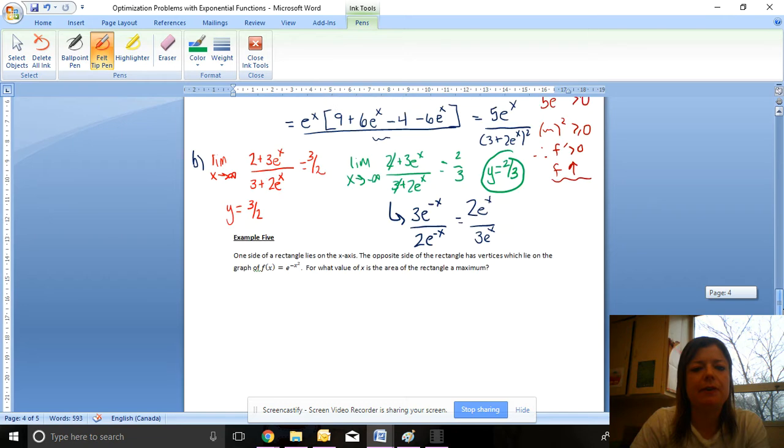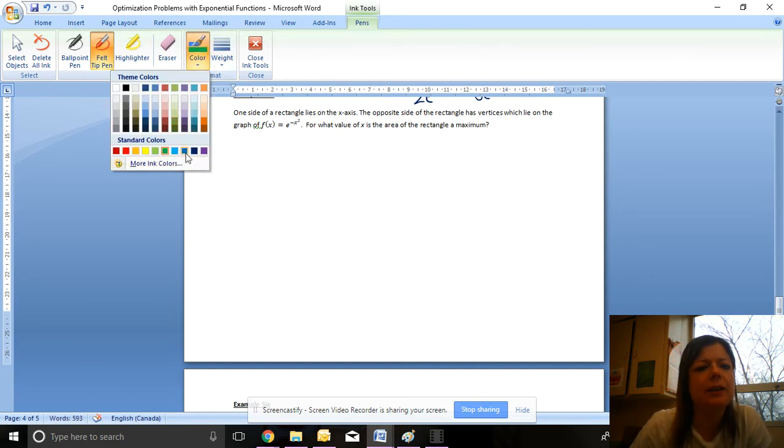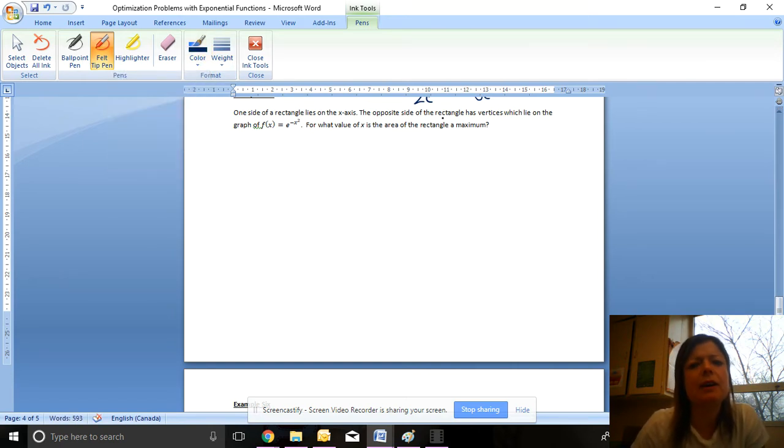Okay, let's go to example 5. So for example 5, we'll take a read at it. One side of a rectangle lies on the x-axis. The opposite side has vertices which lie on the graph of this funky function. For what value of x is the area of the rectangle a maximum?